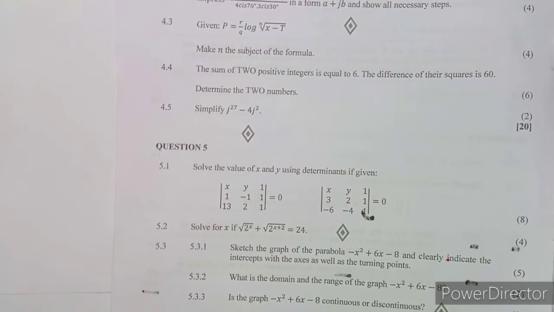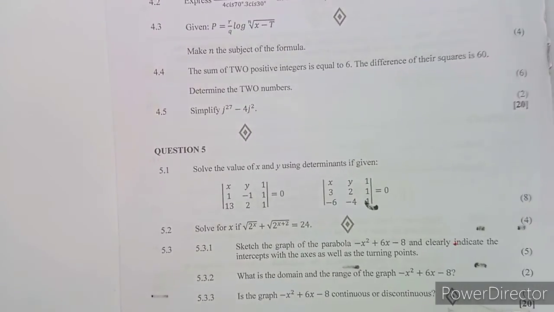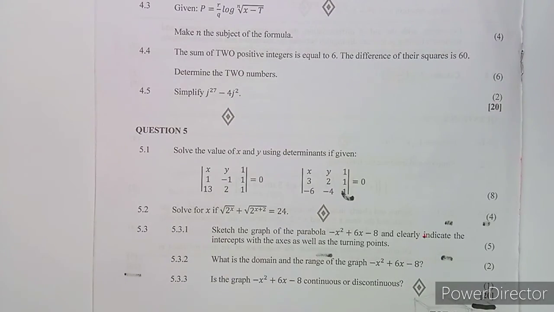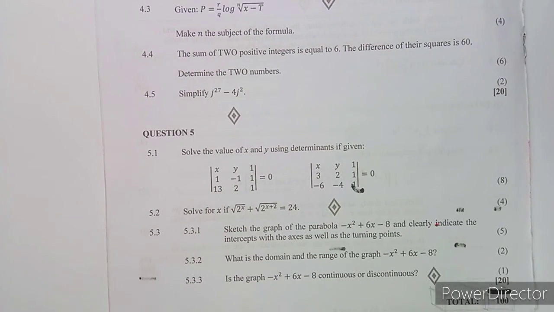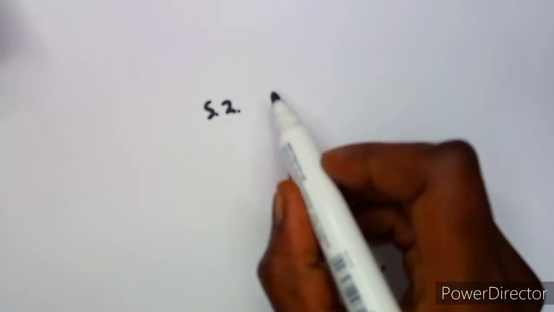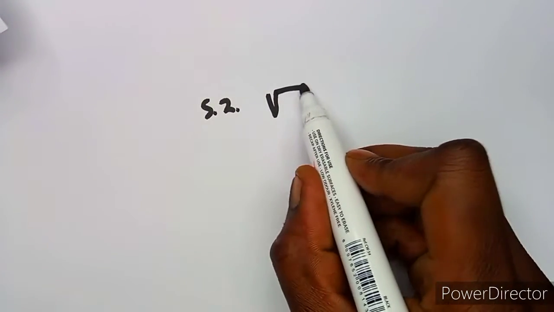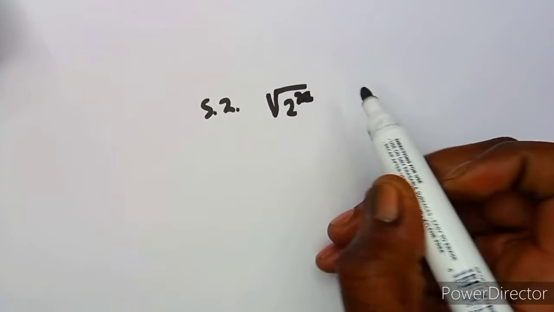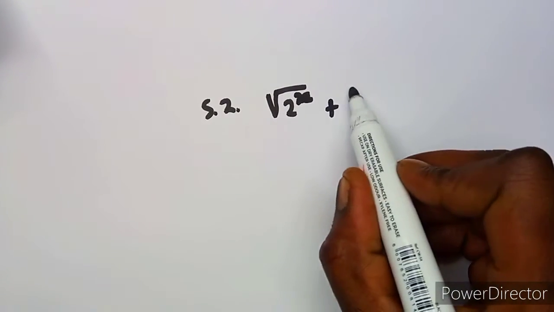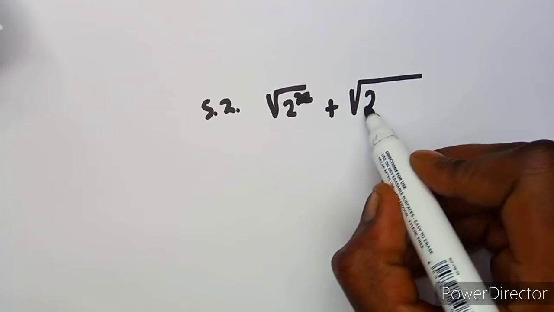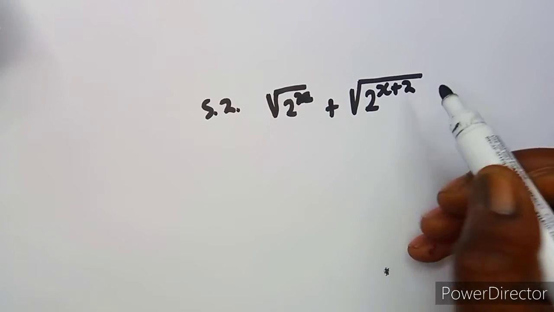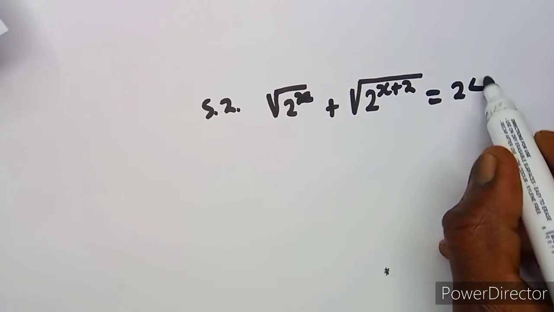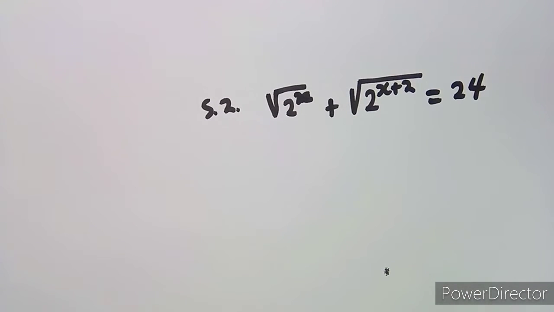All right, let's see on 5.2 where we are to solve that equation. All right, let's just write this equation down so that we see what we're supposed to do there. That's the square root of 2 to the exponent of x, that's x not 2x, then plus the square root of 2 to the exponent of x plus 2, which is equal to 24, like this. All right, so we are asked to solve for x, that equation there.